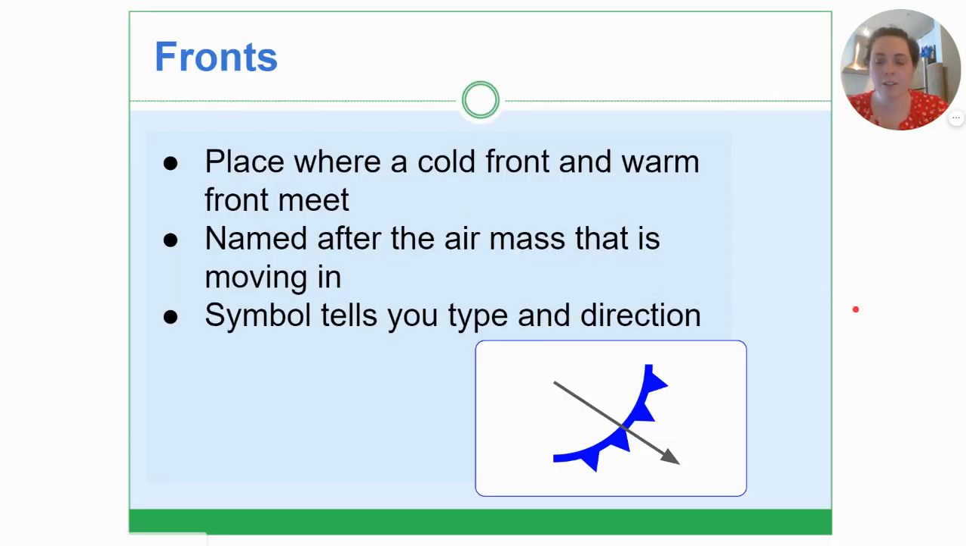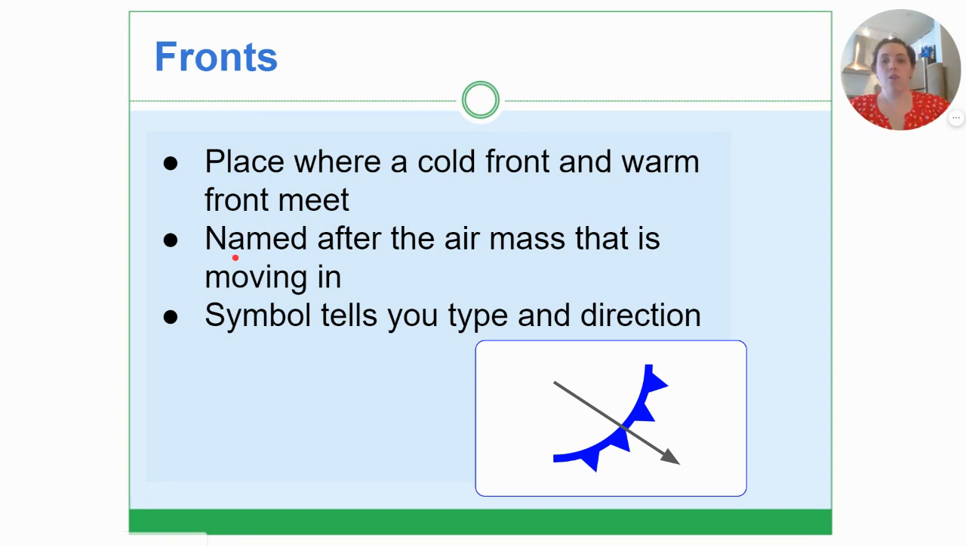Okay, moving on to fronts then. Fronts are when we have a warm air mass and a cold air mass, and they're colliding. Okay, I actually have this wrong on here. Great. And this should say a cold air mass and a warm air mass where they're meeting.